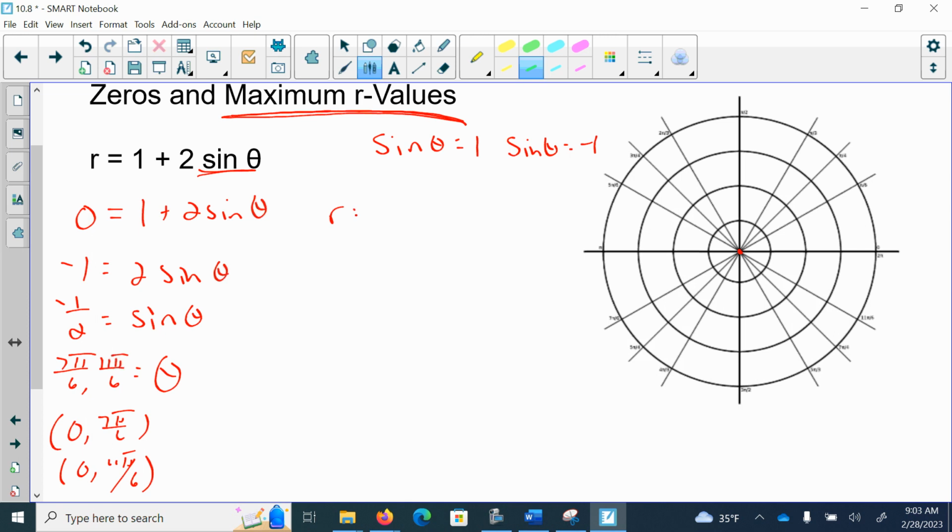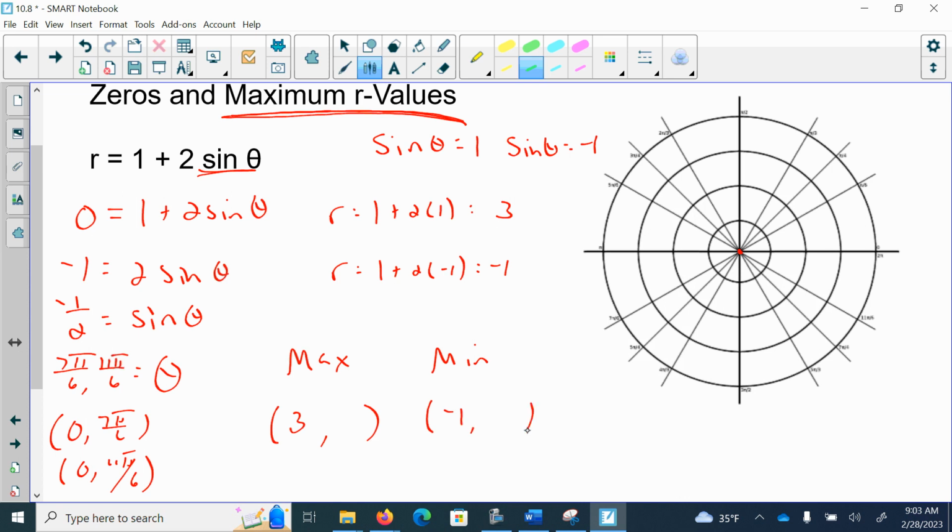So R is equal to 1 plus 2 times 1, which will be 3. And then R is equal to 1 plus 2 times -1, which is going to be -1. So the max of my function is going to be 3. The min of my function is going to have a radius of -1.